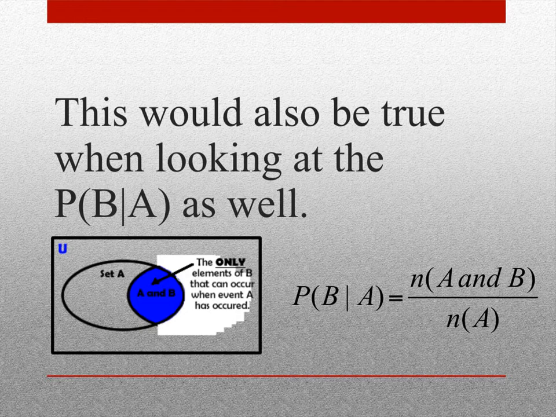So now we're dealing with the probability of B happening given that A has already happened, right? So same kind of deal. We're looking at the elements of A and B, which is the intersection.